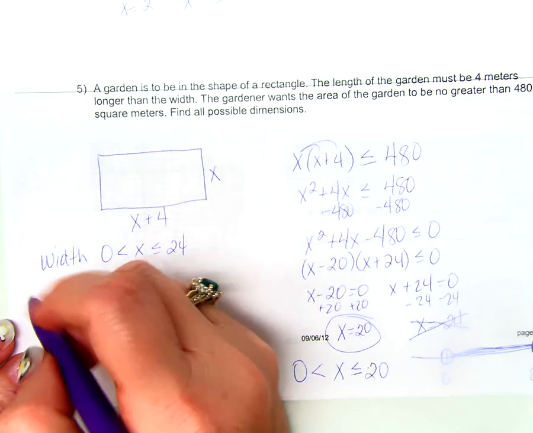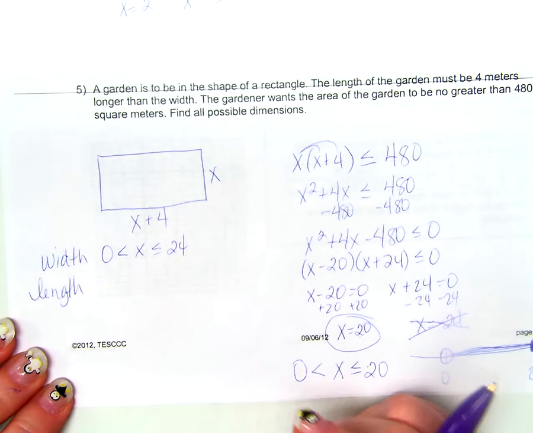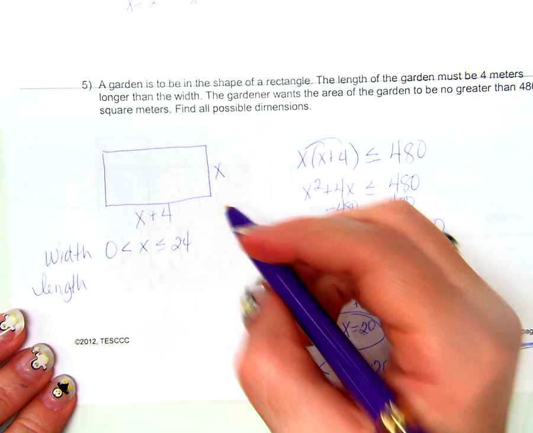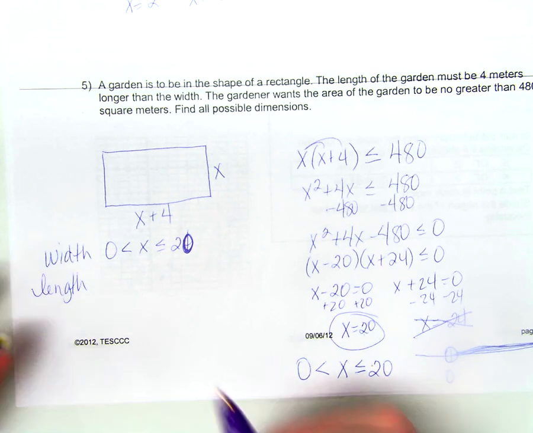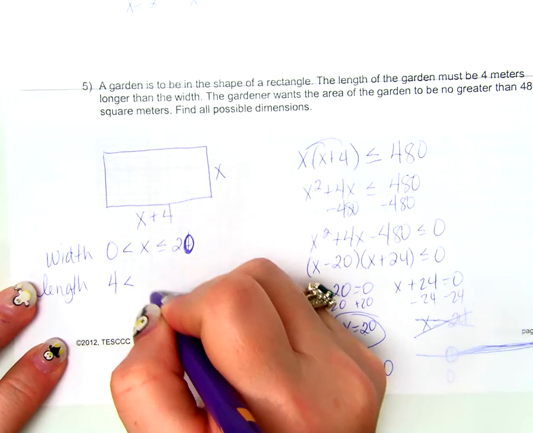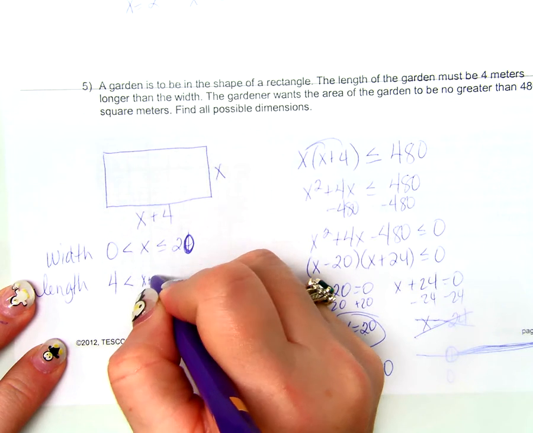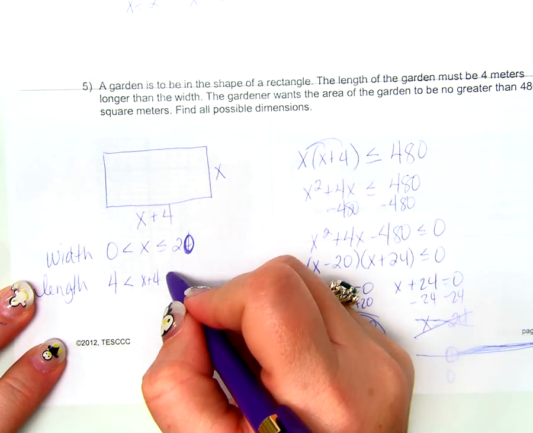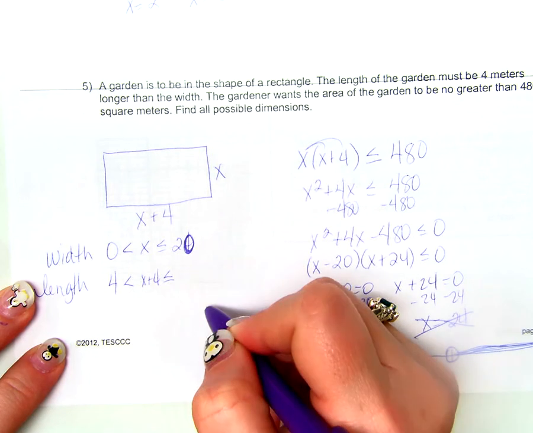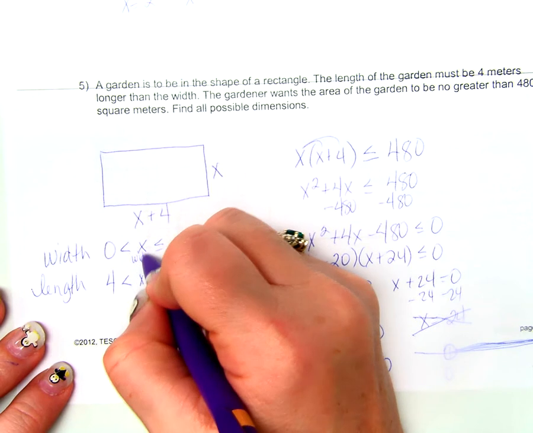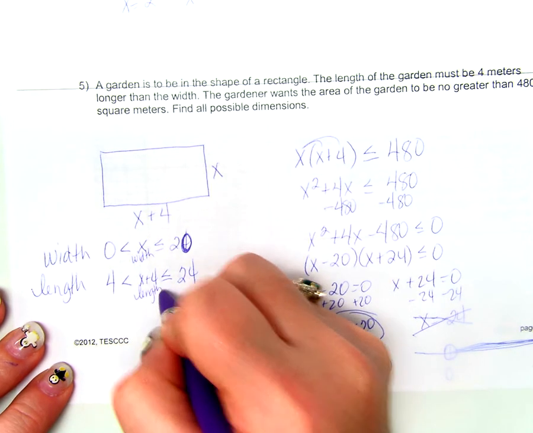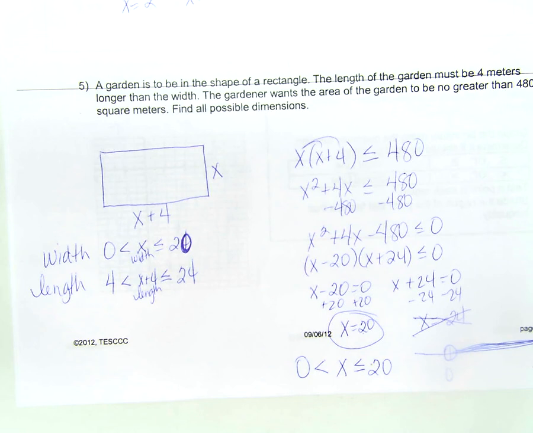So if that's the width, then what's the length? Did I write 24? Sorry, I meant to write 20. Thank you for fixing it. What's the length? 4 is less than x plus 4, right? That's the length. Is less than or equal to 24, right? This being the width and this being the length. Because you know the length has to be 4 meters longer, don't you?